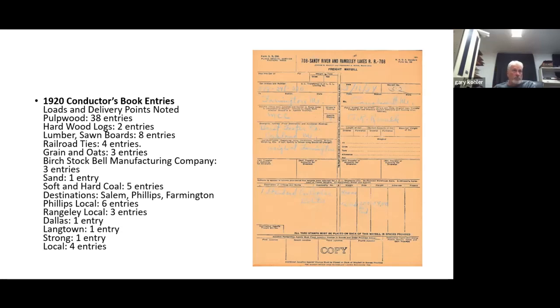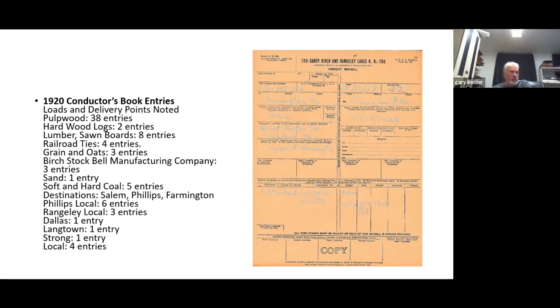So, grain and notes, birch stock for Bell Manufacturing Company. It's one of the few times that I've seen in a situation like this where a company was specifically targeted, using its name as having something delivered there. Sand, soft and hard coal, destinations laid out in the book. Phillips local, Rangeley local.